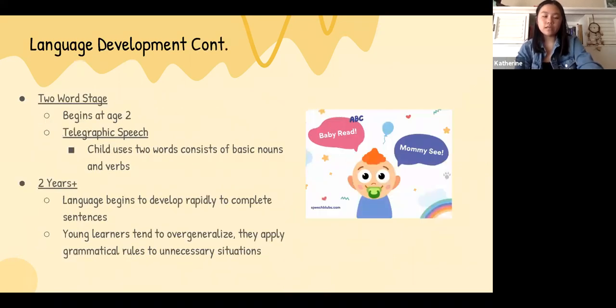And then we have the 2-word stage. This begins at the age of 2 years, and they use telegraphic speech. A child uses 2 words, consisting of basic nouns and verbs. You can see that in the picture: baby read, mama see, things like that. Those are 2 words, and they are able to convey their thoughts and ideas, whatever they want, using 2 words. After the age of 2, language begins to develop rapidly as our brain develops, and you're able to complete full sentences. Also, young learners tend to overgeneralize. They apply grammatical rules to unnecessary situations.